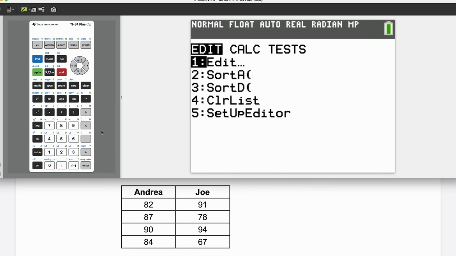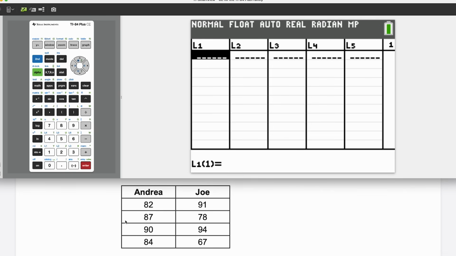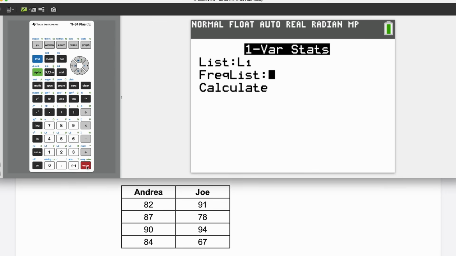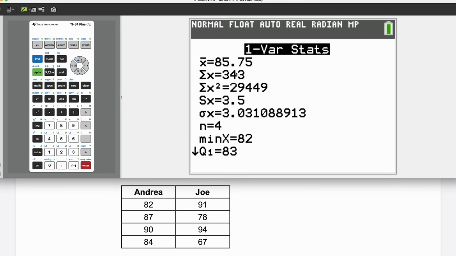So we go over to stats, edit, and I'm going to do Andrea's list and then Joe's list. So we have 82, and then we have 87, we have 90, and we have 84. And from here, we just press stats, calculate one variable statistics, and this will give us the average and the standard deviation for Andrea's values.